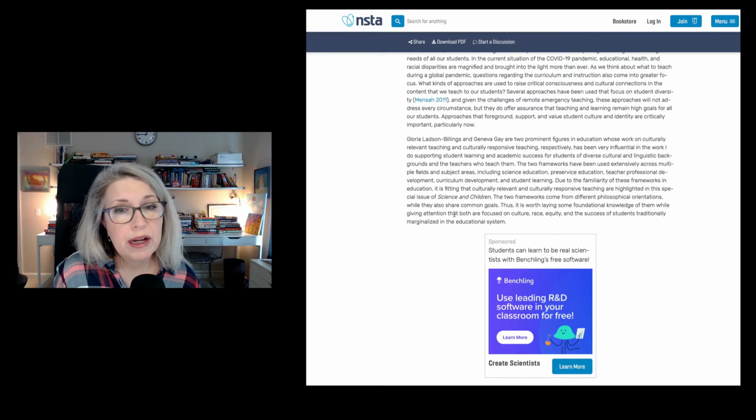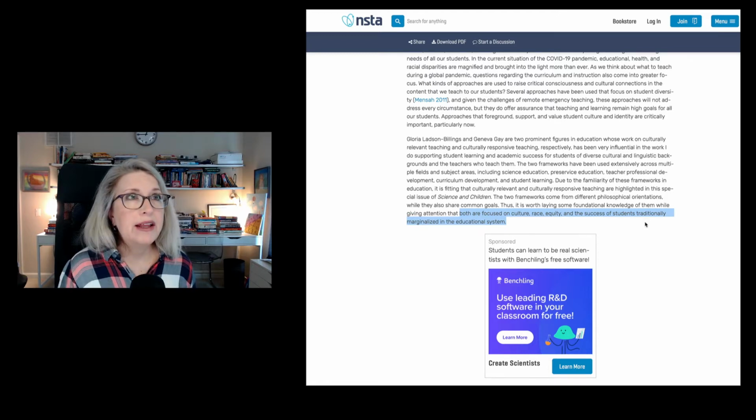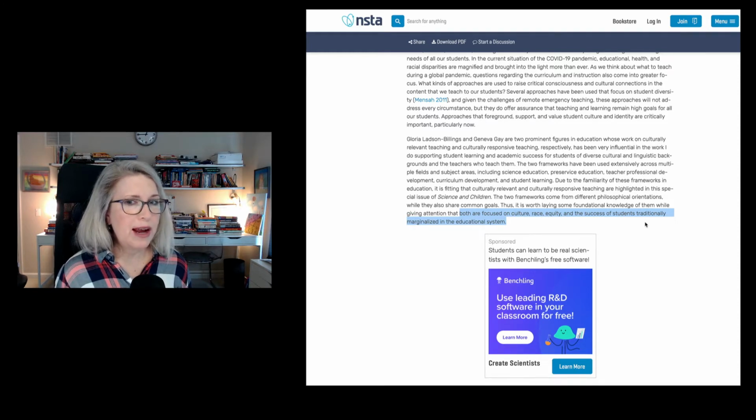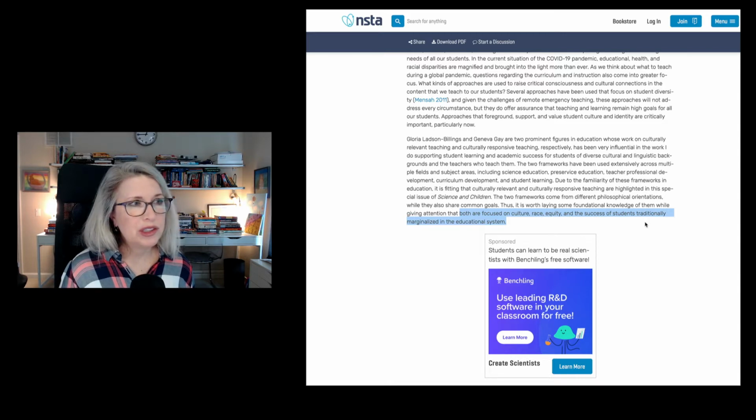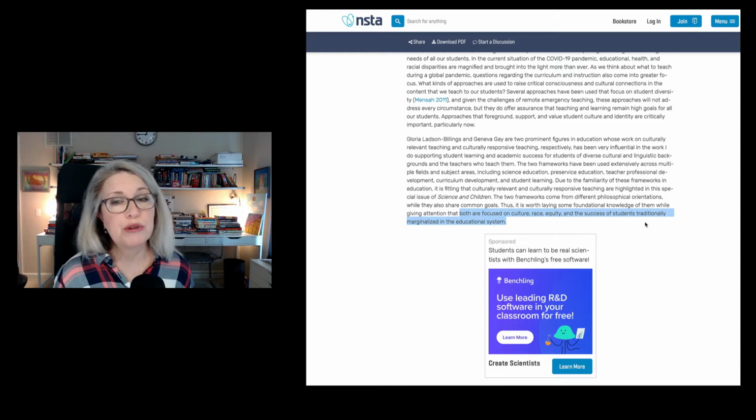So here we have it. Both, I'm not really sure how different they are, culturally relevant and culturally responsive, are focused on culture, race, equity, and the success of students traditionally marginalized in the education system. So they're hinting at the premise that your culture, whatever that is and however we figure that out, your race, something called equity, which I've noticed is loosely defined as more equal outcomes, less disparity in the outcomes, equal access, which of course is reflected in the outcomes.